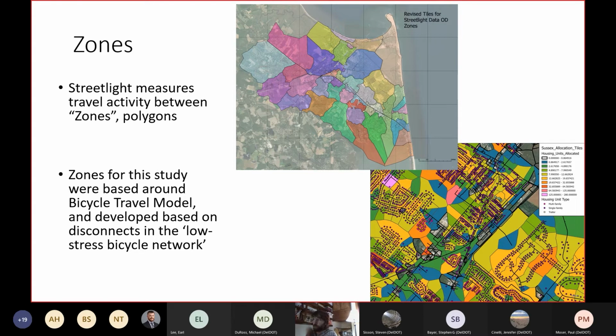And the zones, I'm going to call them, are the small little subsets of this study area, which are all shown in different colors on the top picture. Those are where we're going to look at where people begin their trips and where people end their trips. So those zones, they look a little strange, don't they?